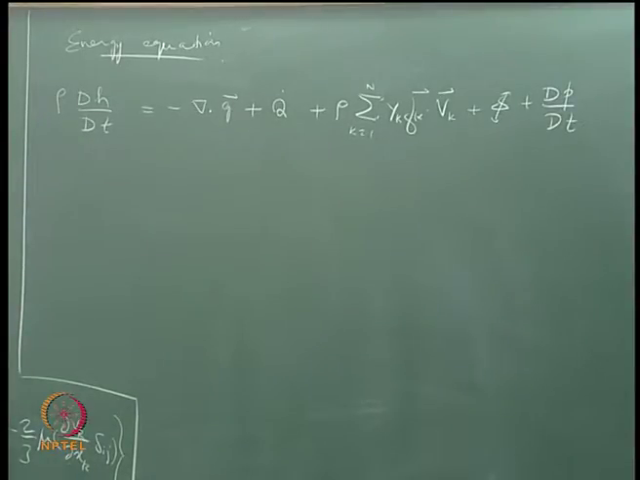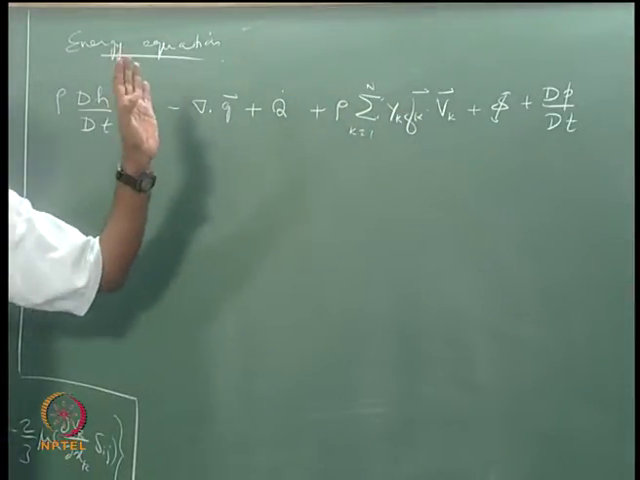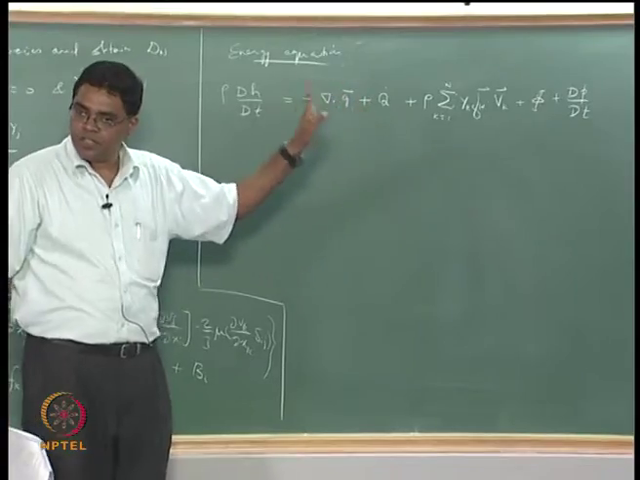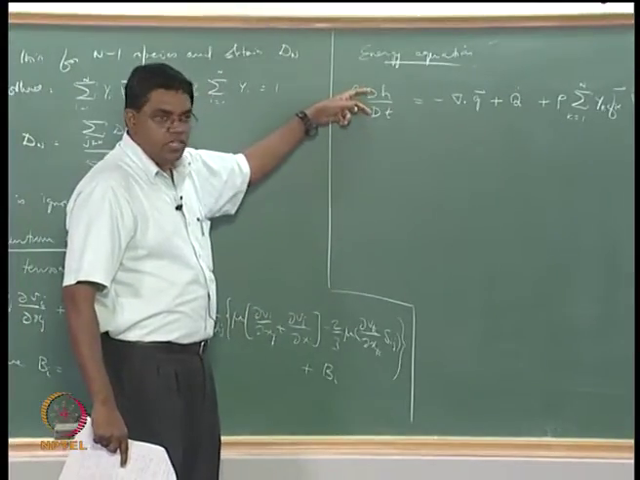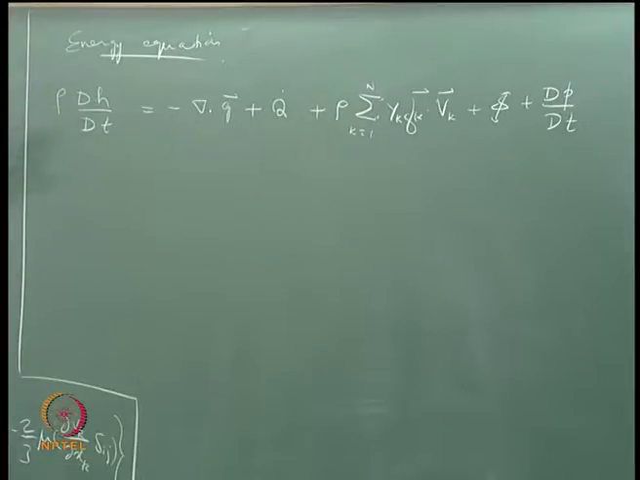Now I told you, anytime you look at an equation that keeps going on and on, do not worry about it. You start looking at it term by term, and then start making sense out of this. Capital D over capital Dt refers to the substantial derivative, or material derivative, or total derivative, which in turn would be like dou by dou t plus v dot del.